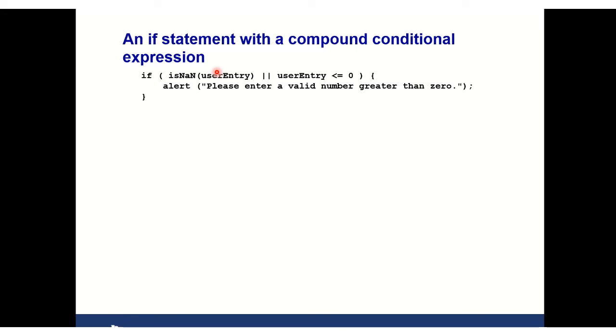So let's say if the user entry isNaN is true, or the user entry is less than or equal to 0 is also true, then you can say, please enter a valid number greater than 0. That's how you use a compound conditional expression.